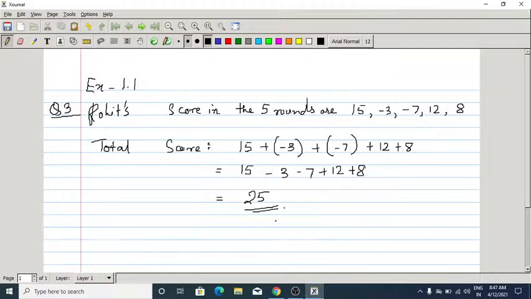I hope this sum is quite clear. Here, see, in these rounds, Rohit has got negative markings. That means he has more incorrect answers than correct answers in these 2 rounds. That is the reason that in these rounds he has got the negative score.